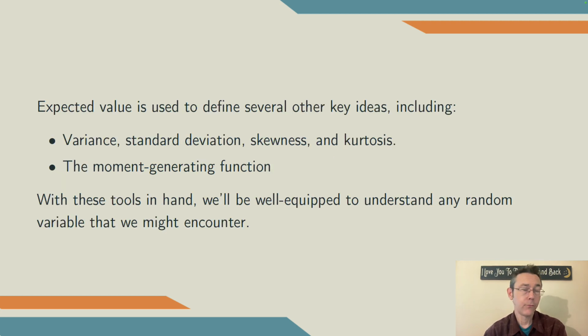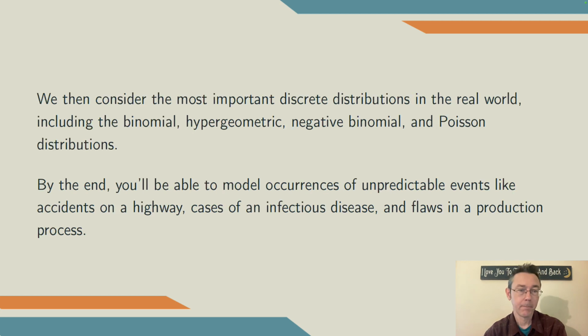Expected value is fundamental to some other really important concepts in probability theory, including variance, or spread of a random variable, related standard deviation, as well as skewness and kurtosis, which we'll define and get into as the course goes on. We also need to get into the moment generating function, which is a bit more abstract, hugely powerful tool in probability theory. With those tools in mind, we'll be ready to understand any random variable that might come our way. In particular, we're going to talk about some of the most important discrete random variables in the real world, including the binomial distribution, hypergeometric, negative binomial, and Poisson distributions.